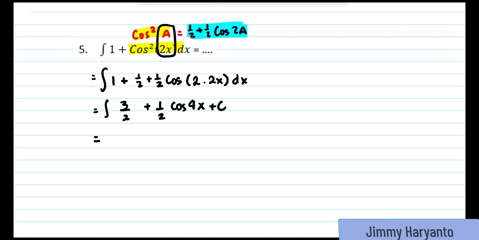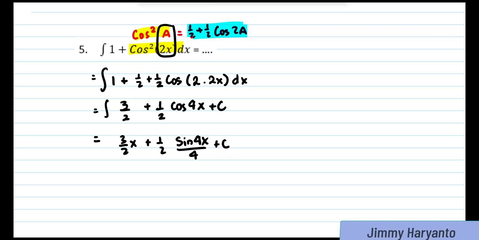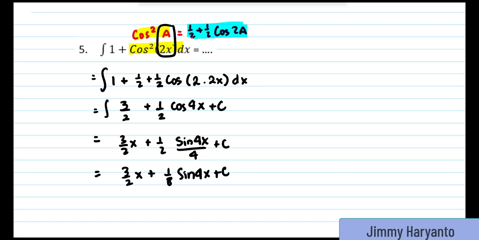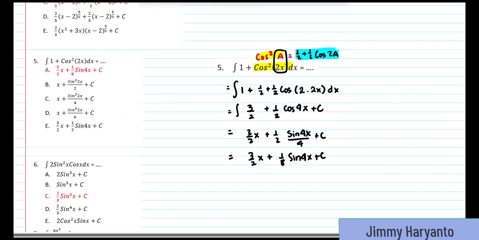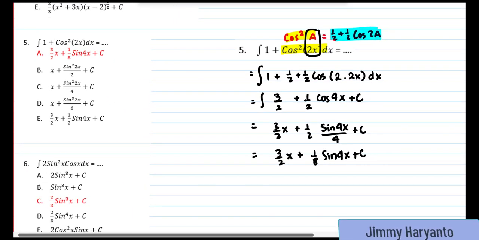What do you think? Oh, we are not finished yet because we haven't integrated it. You will have an expression like this over 4 and then plus c. That means 3 over 2 x plus 1 over 8 sine 4x and then plus c. How about that? Yeah, it's correct.